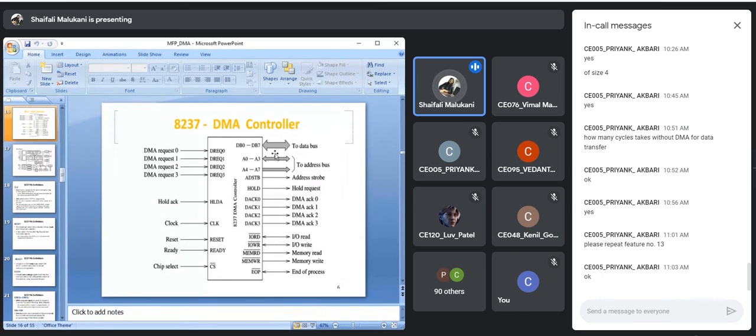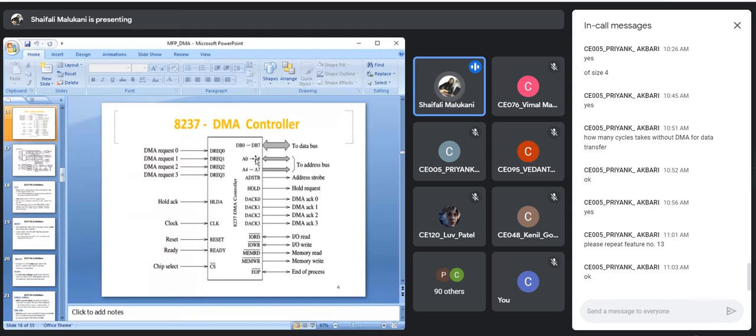One thing is that, of course, because my DMA has to pass the data, it has to read from the memory and write to IO, so it will need a data bus. So that is what these data buses are all about. Now these are the address buses. What are the address buses?